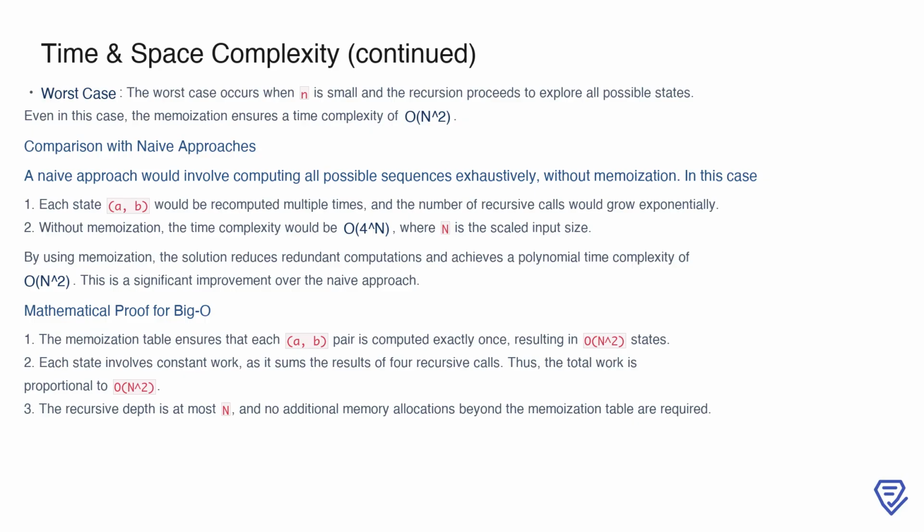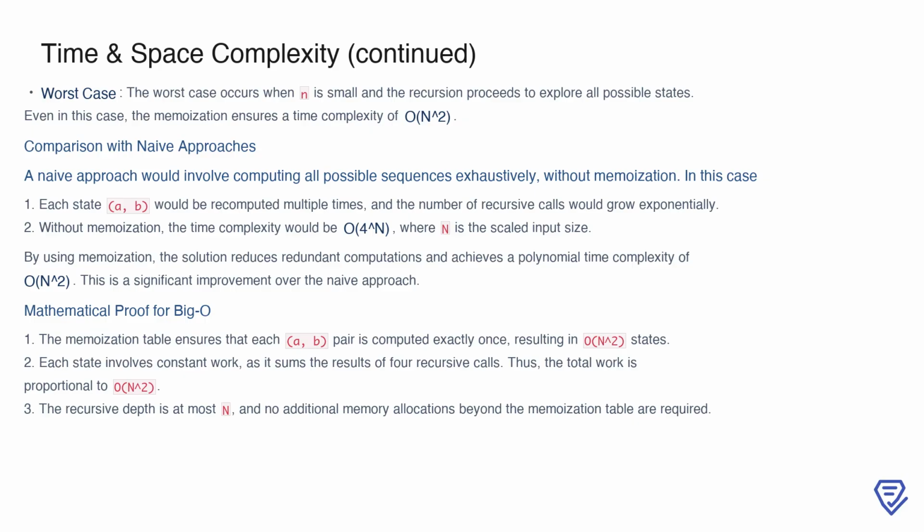A naive recursive implementation would compute all possible sequences exhaustively, without using memoization. This means that each state (a, b) would be recomputed multiple times, causing the number of recursive calls to grow exponentially. The time complexity in this case would be O(4 to the power of n), where n is the scaled input size. Memoization eliminates this redundancy, reducing the time complexity from exponential to polynomial, specifically O(n squared). This optimization is key to making the solution practical for larger inputs.